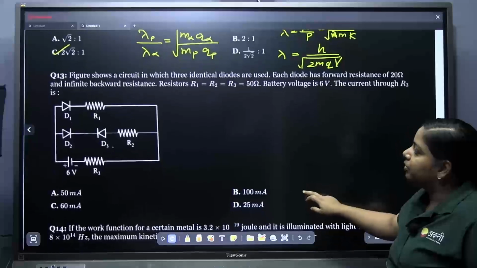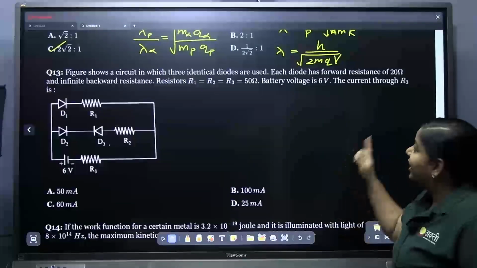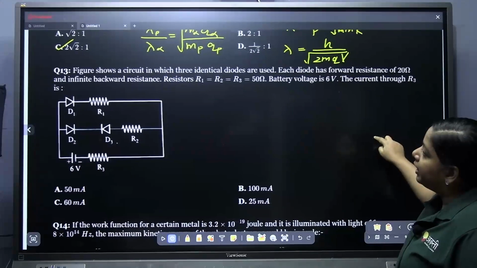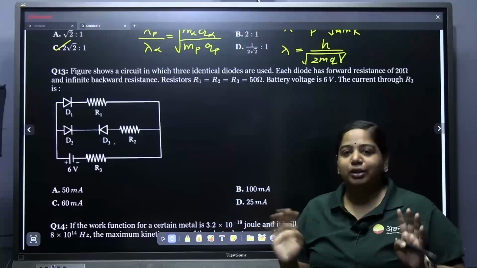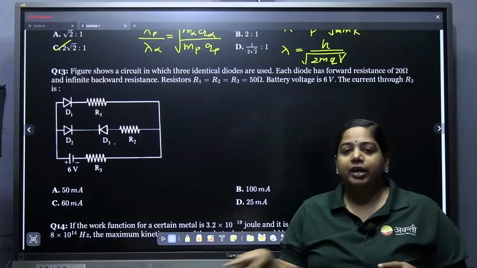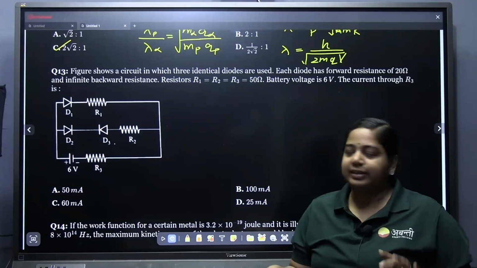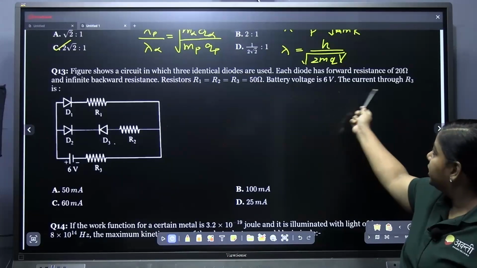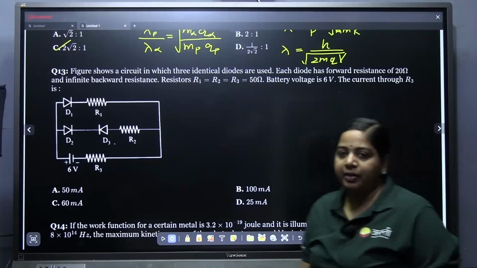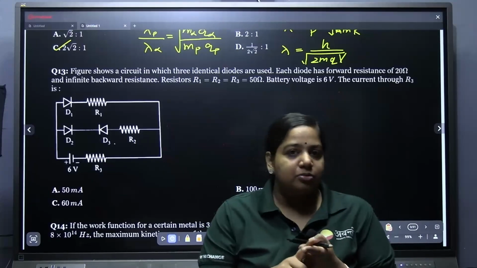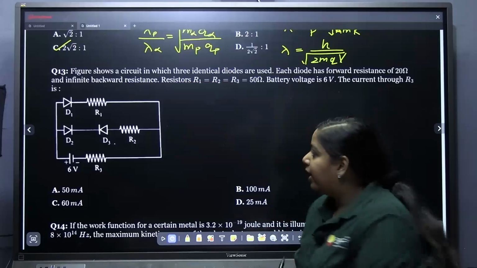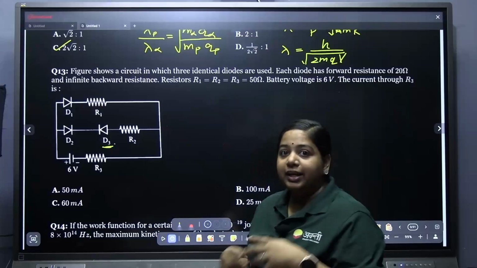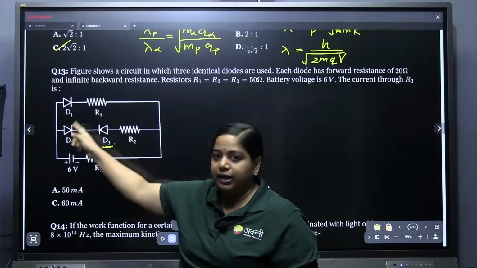Next one, figure shows a circuit in which 3 identical diodes are used. Each diode has a forward resistance of 20 ohm and infinite backward resistance. Infinite backward resistance means it cannot work if it is reverse biased. Okay, that is the meaning of it. Resistances R1, R2, R3 equal to 50 ohm. Battery voltage is 6 volt. Current through R3. So infinite backward resistance means in reverse bias condition it will not work. As you can see, this D3 is in reverse bias condition. It cannot work, which means there will be no current in this branch.